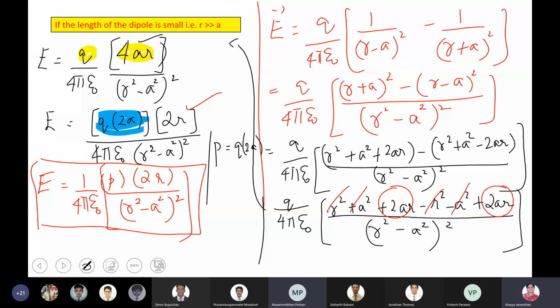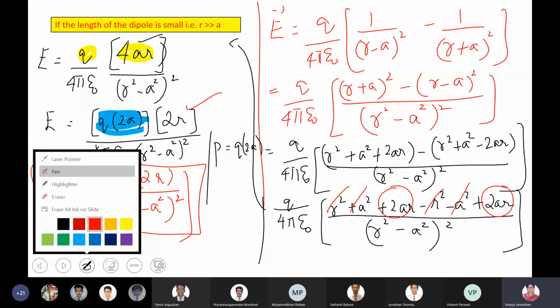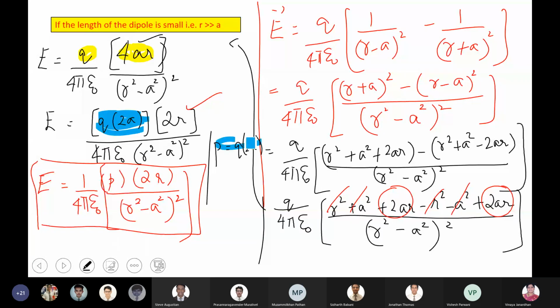Ma'am, what happened to 2A? Q into 2A is your dipole moment. This is your electric dipole moment. P is your electric dipole moment.